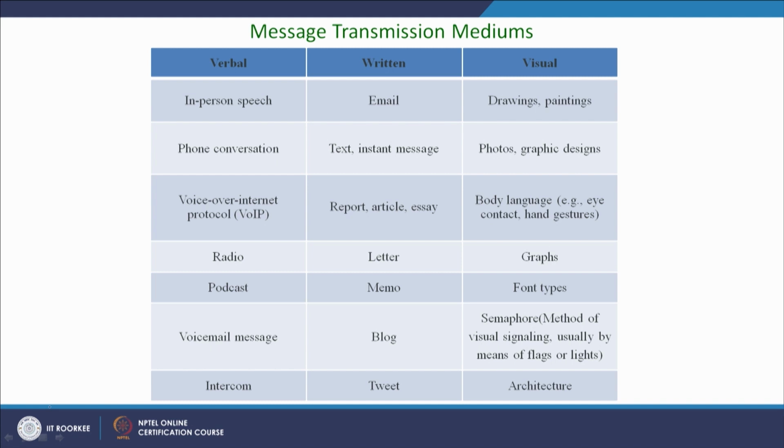it can be radio, it can be podcast, it can be voicemail, or it can be intercom. If it comes to written messages, encoding it in a form, it can be email, it can be text or instant message, it can be a report or article, essay, letter, memo, blog and tweet, and it can be visuals as well, where drawings, paintings, graphic designs, body language, which is a very important factor when we talk about communication, graphs, font types, semaphore, a method of visual signaling, usually by means of flags or lights, and architecture.